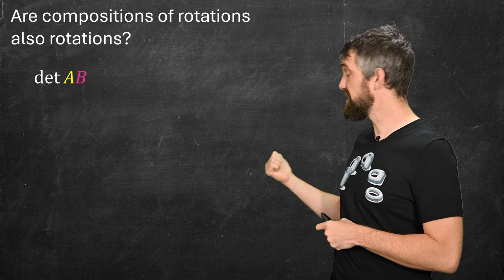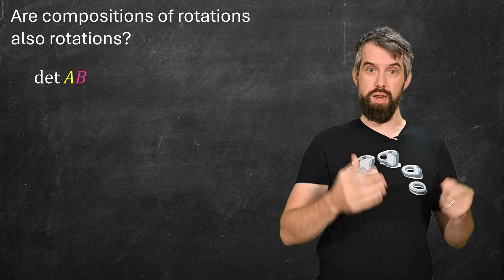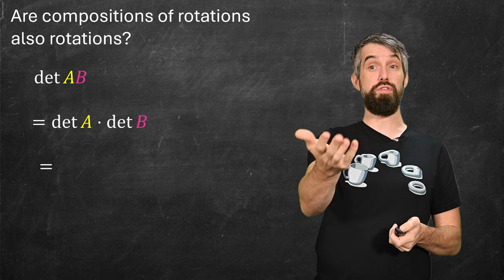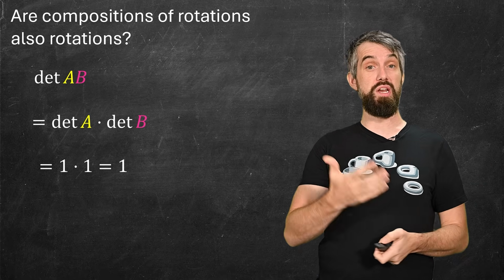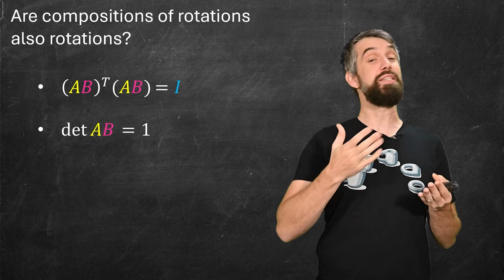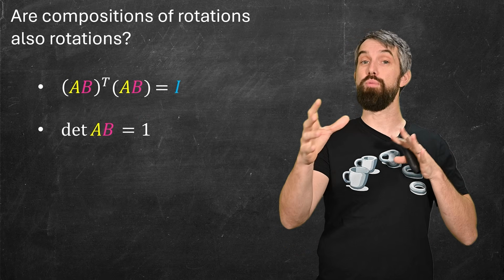We also need to take the determinant and see what we get. Okay, again, the determinant of a product is the product of the determinants. Each of those is going to be 1. So yeah, the determinant of the product is 1 as well. We have both properties that we need satisfied, and indeed compositions of rotations are rotations.